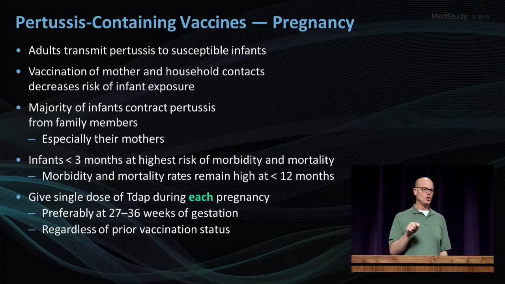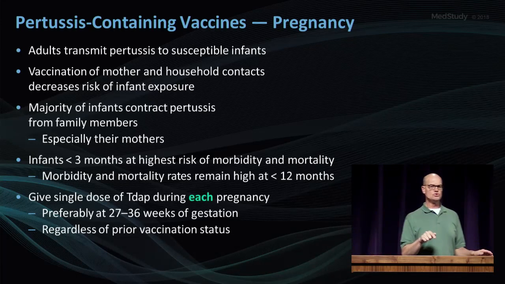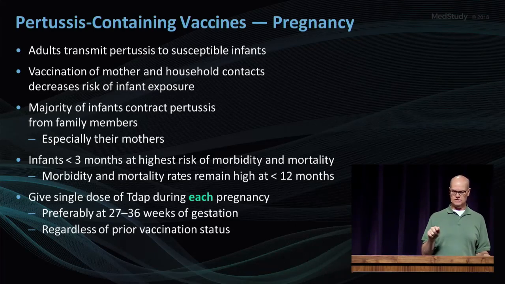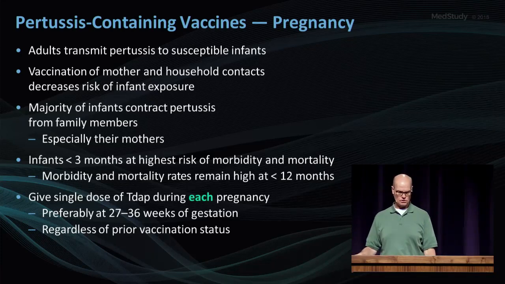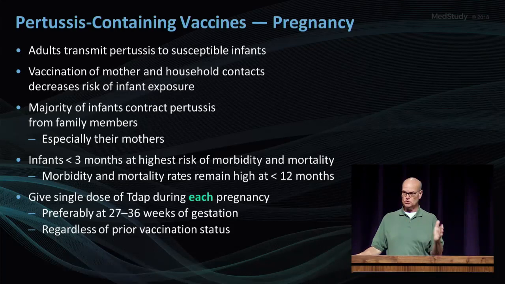So this is the only exception to using multiple doses of Tdap: during pregnancy, and during each pregnancy, preferably during the last trimester, again in the hope of decreasing transmission to a newborn infant who is not going to be protected until he's at least received a primary series at 2, 4, and 6 months of DTaP.